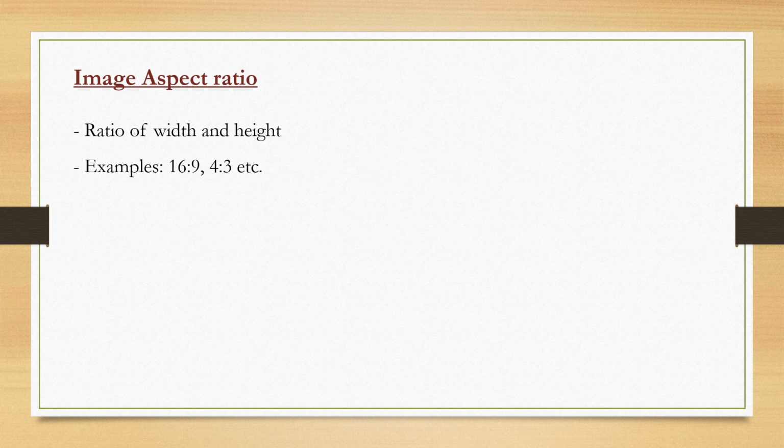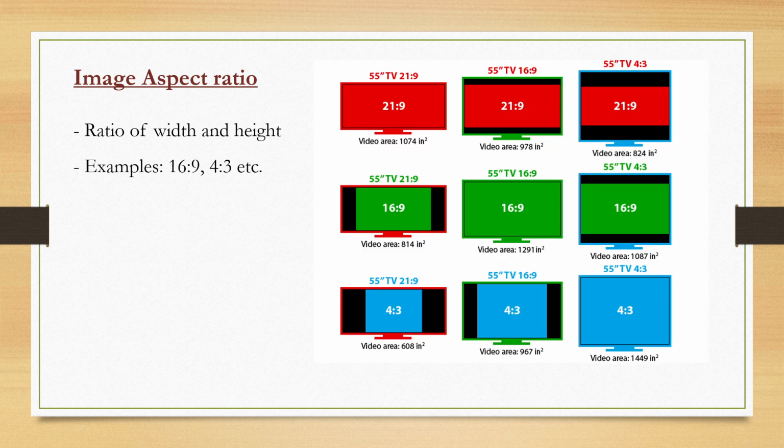Next is image aspect ratio. Image aspect ratio is the ratio of the width and height. Here you can clearly see the ratio of width and height in different ratios: 21 to 9, 16 to 9, and 4 to 3. This is how the aspect ratio looks.